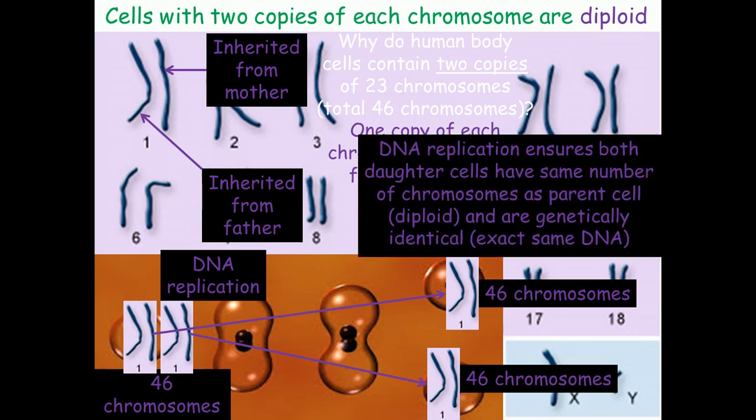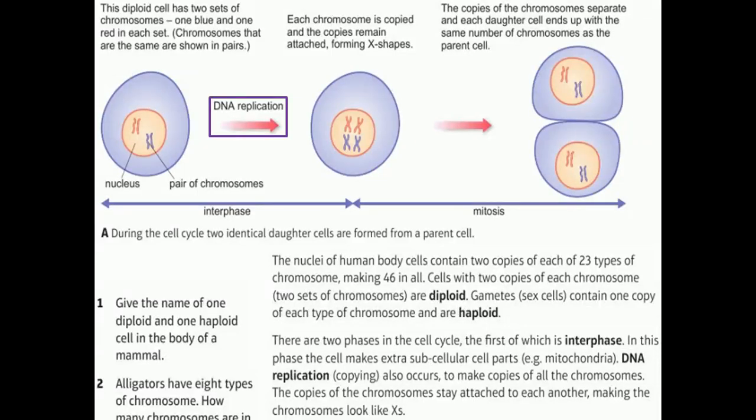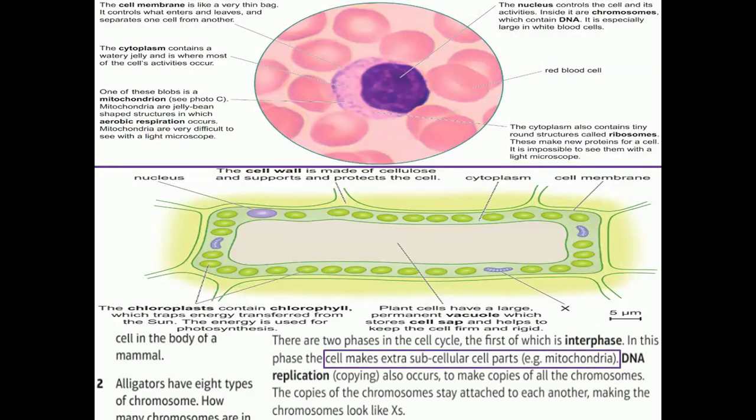So DNA replication before cell division ensures that both daughter cells have the same number of chromosomes as the parent cell, meaning that they become diploid, and it also makes sure that they are genetically identical by having exactly the same DNA. The replicated chromosomes look X-shaped, and that's how you can identify that the DNA has replicated. DNA replication happens during interphase before mitosis. Another thing that happens during interphase is that the cell makes extra subcellular parts such as mitochondria so that it can function properly.